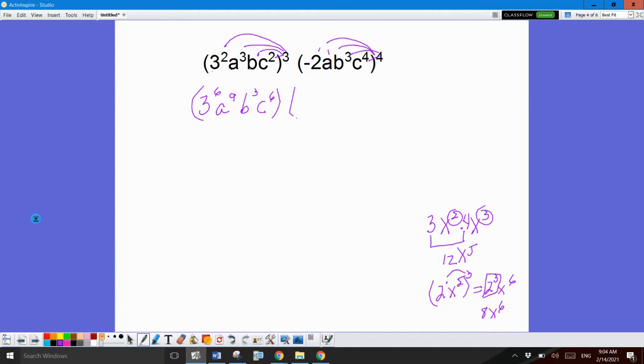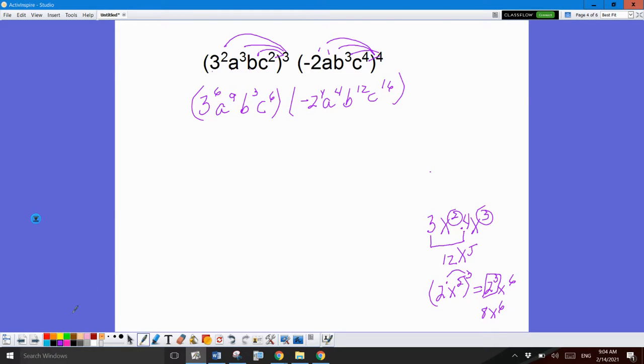Now, same thing on the right side, except I have a negative. So I need to realize that this negative, we're going to have to use parentheses when I evaluate that. So negative 2 to the 4th. A, 1 times 4 is 4. B, 3 times 4 is 12. C, 4 times 4 is 16. Okay? So that's step 1, is go ahead and distribute across.